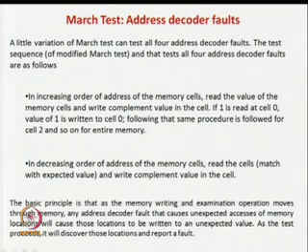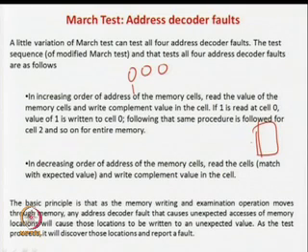So, what they do: in increasing order of address of the memory cells, read the value of the memory cell and write the complement of the cell. If a 1 is read, write a 0, and so on, following the same procedure for cell 1, cell 2 and so on. If 1 is read at cell 0, the value 0 is written to cell 0; you just do the reverse and done. Then in decreasing order of the memory cells, read the expected value and write the complement. For example, if you read 0, write 1.